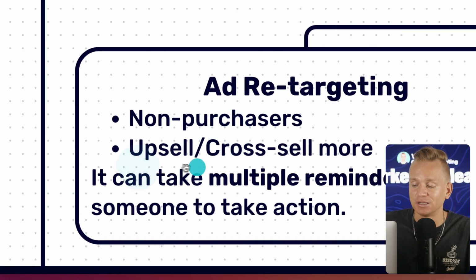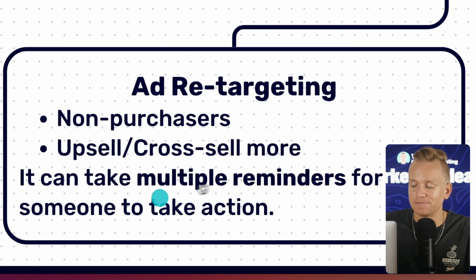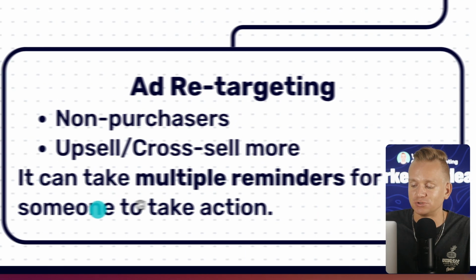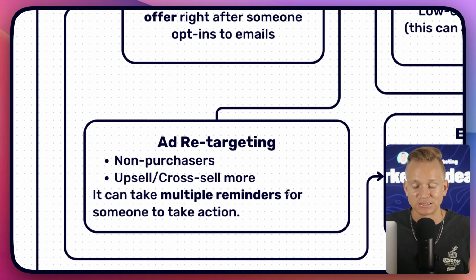We can upsell them, we can cross-sell them different products. It basically takes multiple reminders for someone to take action. So we can set up a lot of different advertising campaigns, but at least we're setting up retargeting campaigns. That is the most simple, and again, we're trying to just create this automated process here.